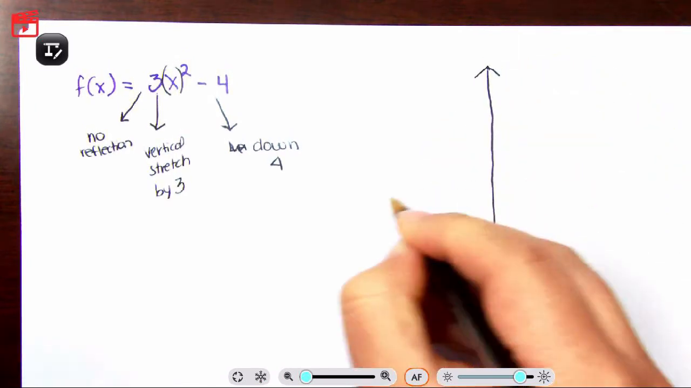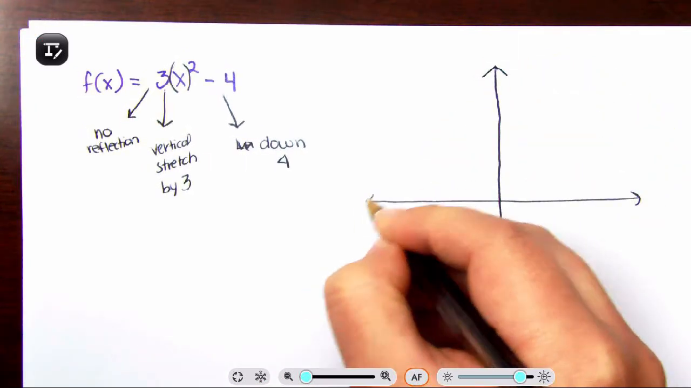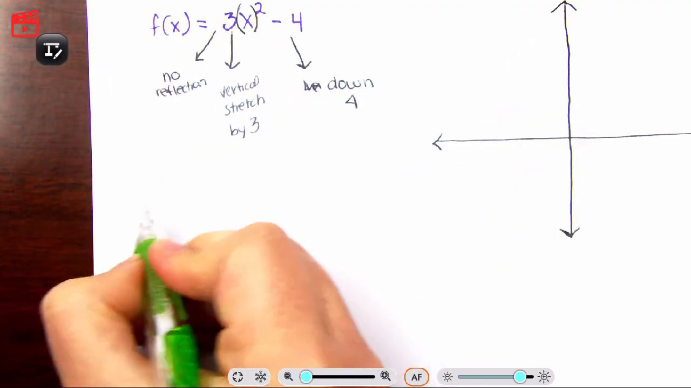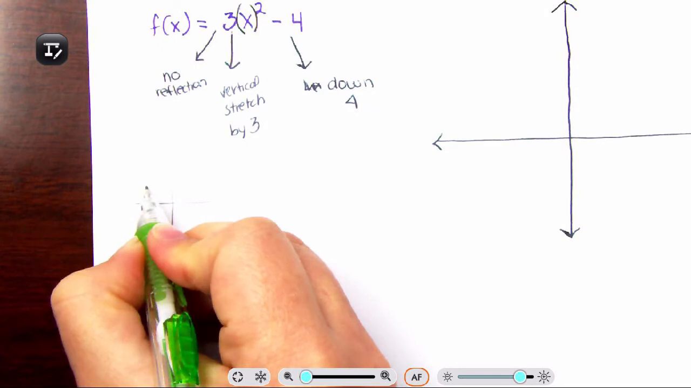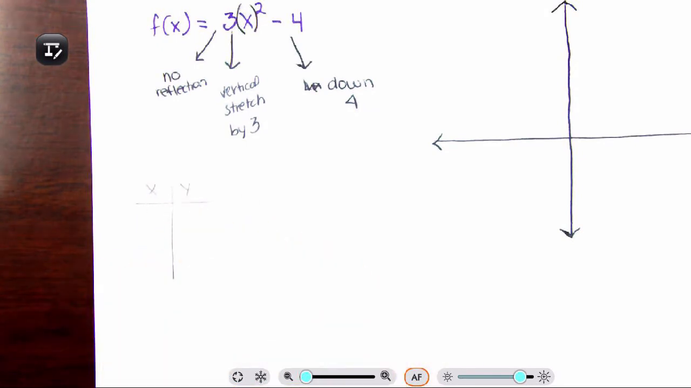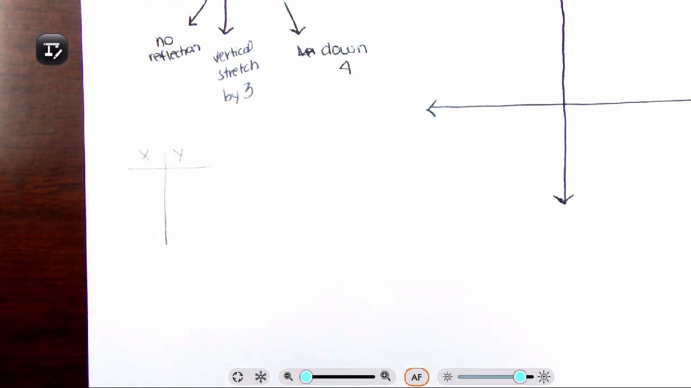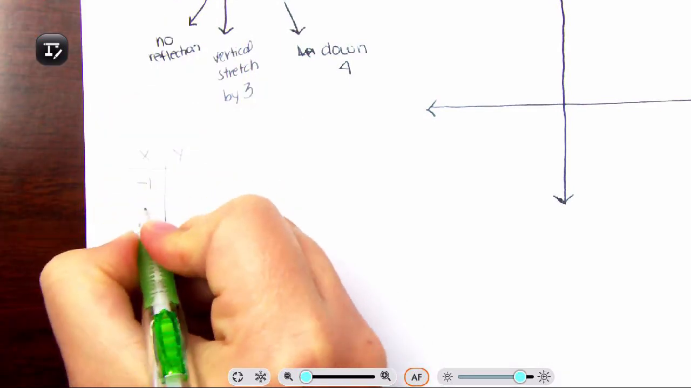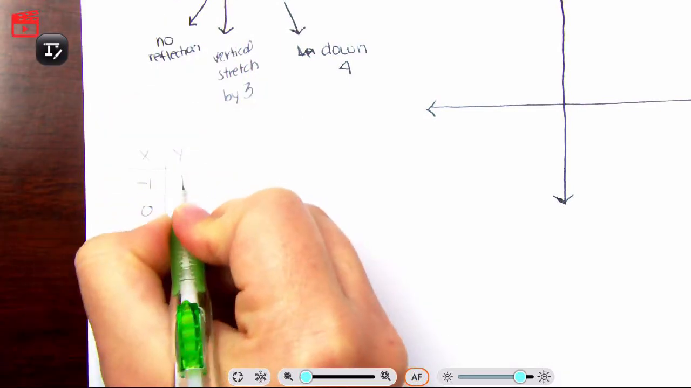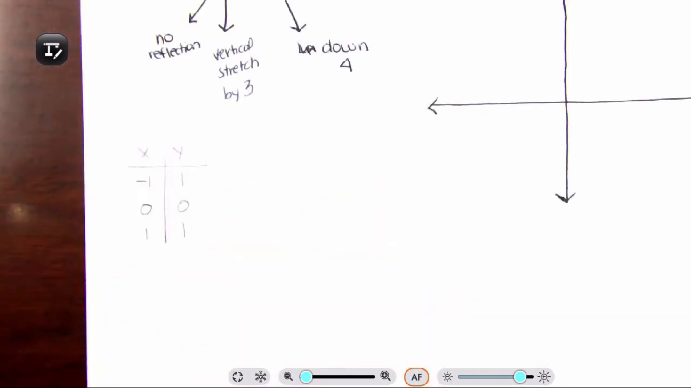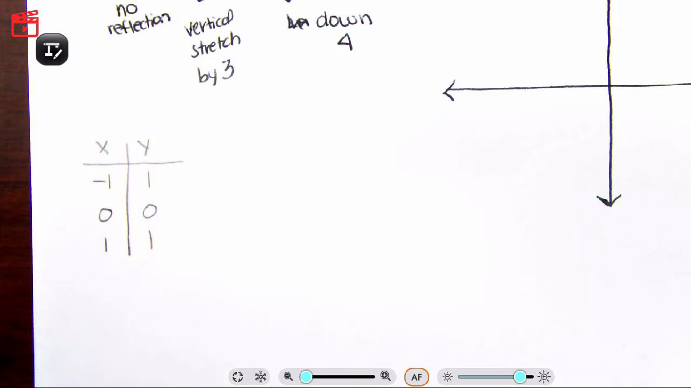If you'd like to draw the parent function, you can. You can always do this as well because we want our original points, our pretty points, and we want our transformed points. So we have -1, 0, and 1, and we have 1, 0, and 1 as our original pretty points. Those are our original pretty points.